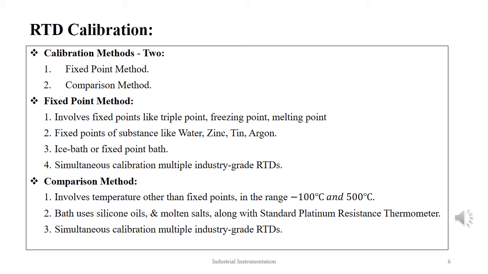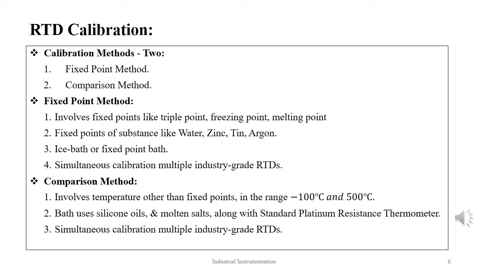The RTD is an electrical temperature sensing device that requires proper calibration before usage. There are two calibration methods for RTD, and those are fixed point method and comparison method, which is performed at temperature other than 0 degrees Celsius and 100 degrees Celsius.